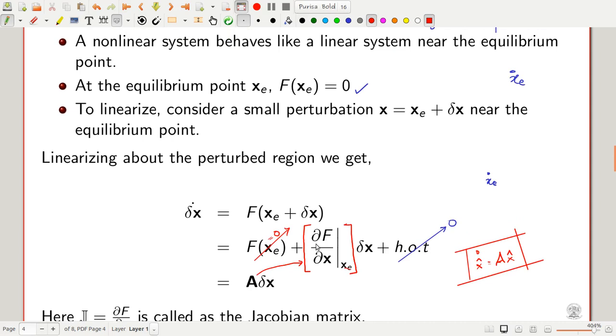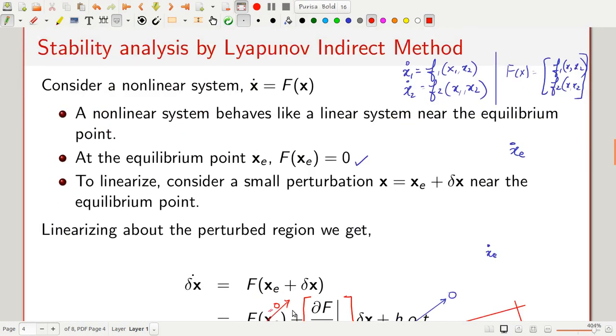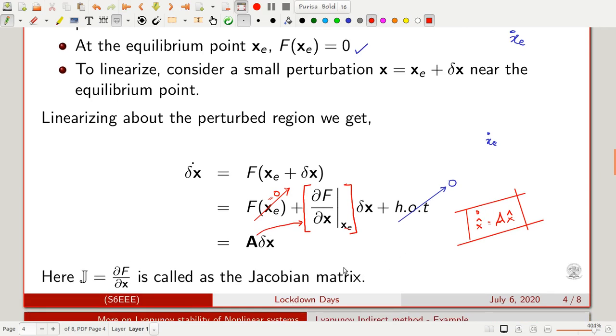Okay, so we all know that ∂f/∂x is nothing but a Jacobian matrix. We know how to write down the Jacobian matrix. ∂f/∂x, where f is f1 of x1, x2 and f2 of x1, x2. Okay, this is x1, x2, this is f. So what would be ∂f/∂x?